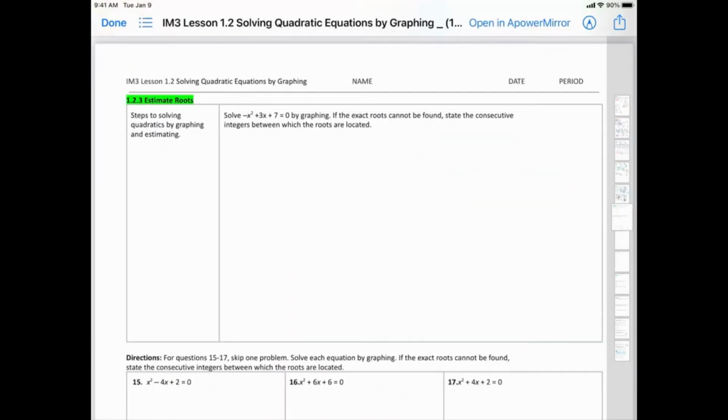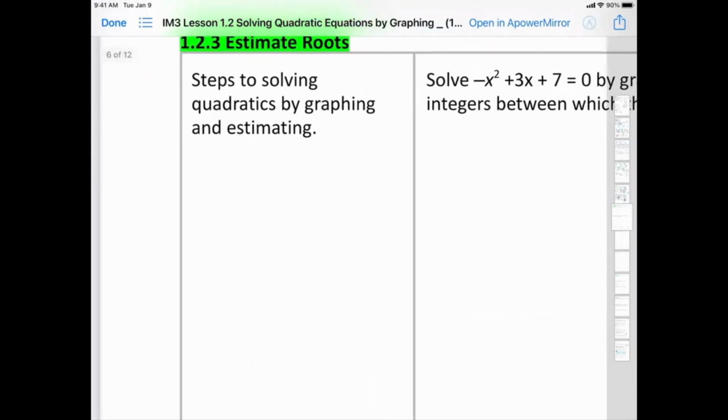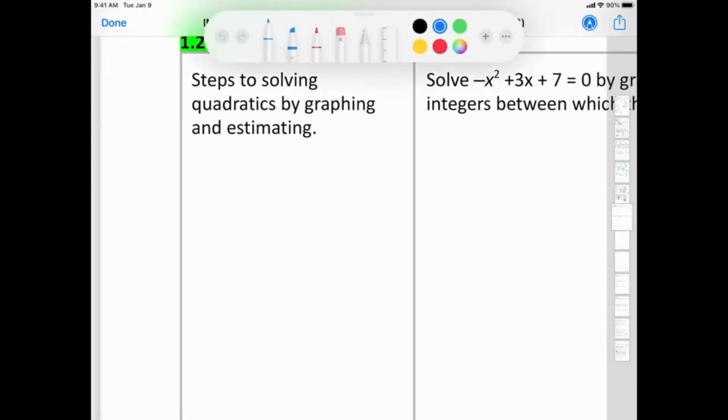Alright, let's go over 1.23, estimating roots. What are our steps to solving quadratics by graphing and estimating? The first thing we need to do is solve, kind of like what we did, but no step 0. So step number 1, set equal to 0. To solve quadratics, you always have to set them equal to 0. Number 2, we're going to find the axis of symmetry. Write that in your formula sheet if you haven't already. That is x equals negative b over 2a.